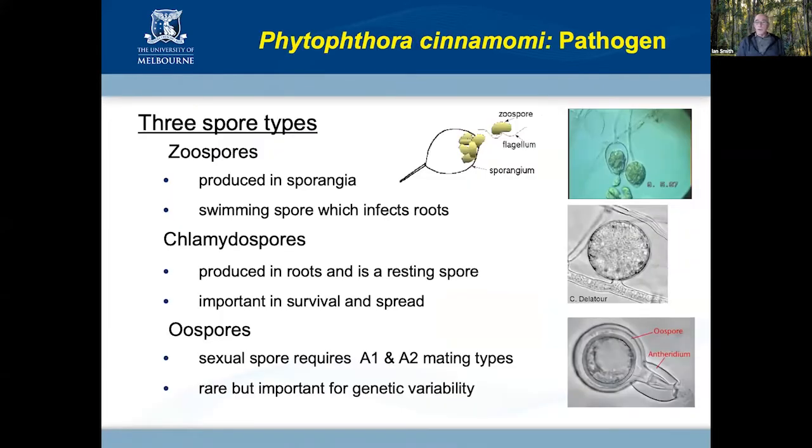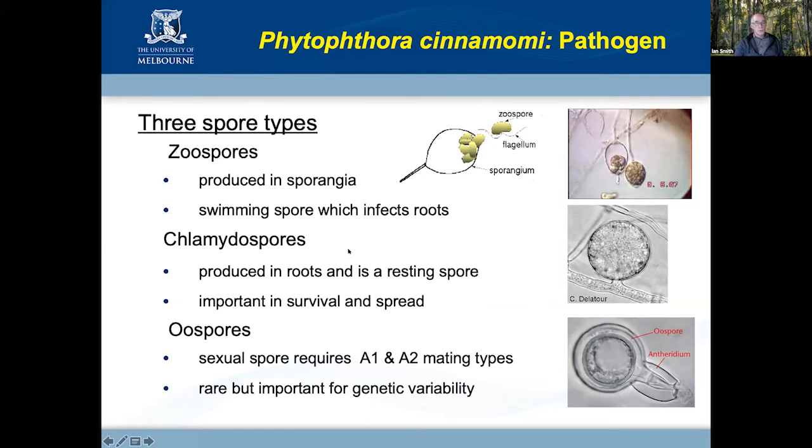First off is the pathogen. It has three spore types. It has zoospores, which are tiny little spores. These are only 10 microns in size. The sporangia are between 20 to 60 microns. These things here are about 20 to 60 in size. I'll just show you what they look like when they're coming out of actual sporangia.